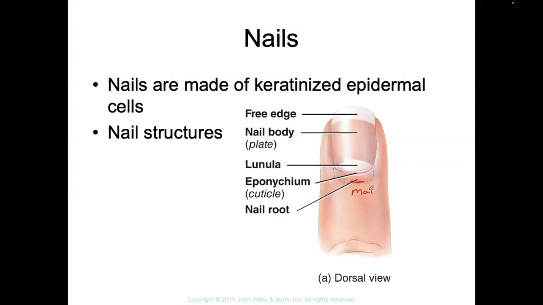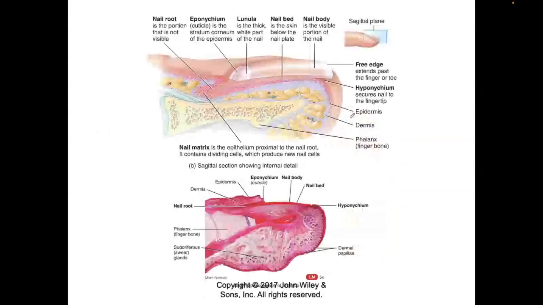Past the root is called the matrix. And like the skin, the matrix is made up of a bunch of stem cells. And just like those stem cells, they move upward and they push the nail up.